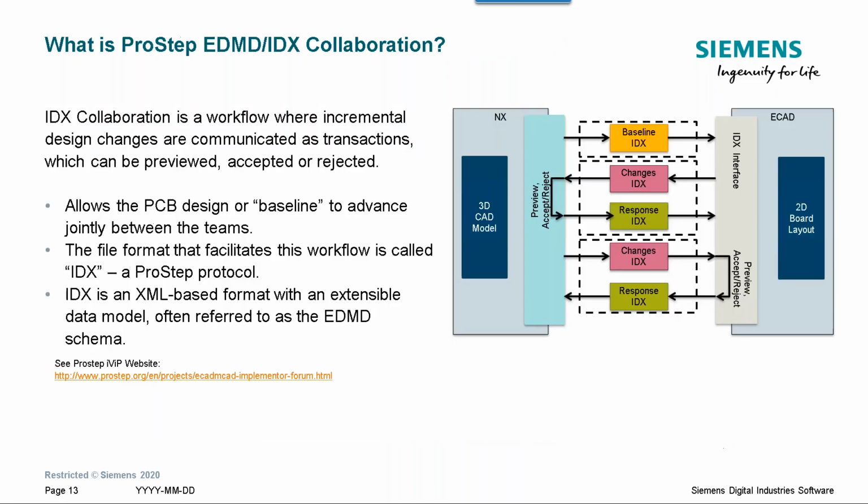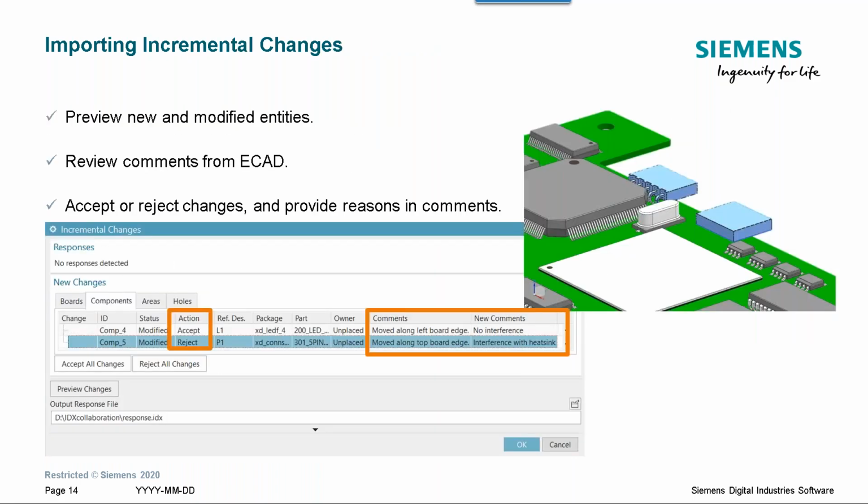On the next slide, this is a quick overview of what IDX is. Basically, with IDX, you don't export the full design between the ECAD and the MCAD domain. You set a baseline between the two tools, and then every change after that is sent as a transaction, which you can preview, accept, or even reject. So this really keeps the two tools in sync when it comes to changes, understanding the changes, and making sure the two domains are synchronized. On the next two slides, we have a quick example of how this can really help.